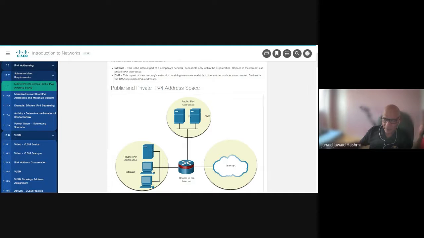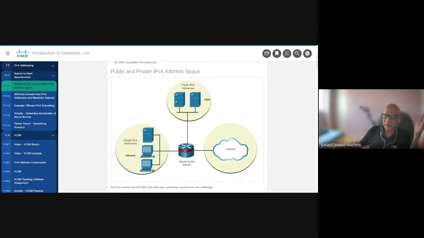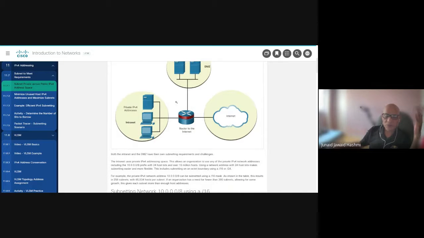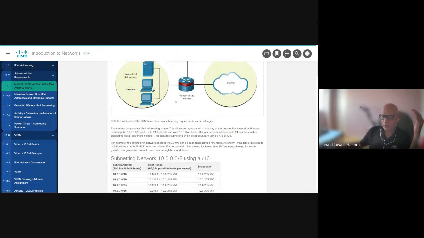And I explained it before, a DMZ is a network that is separate. It's part of your organization's network, but it's separated from your local area network for security. And here you see it is connected through a firewall. Later on, you'll probably learn how to configure a firewall, how to configure a Cisco router as a firewall.